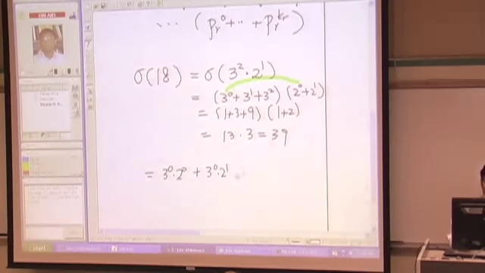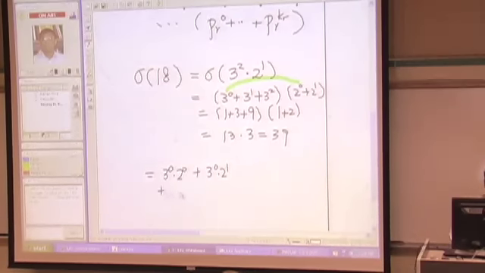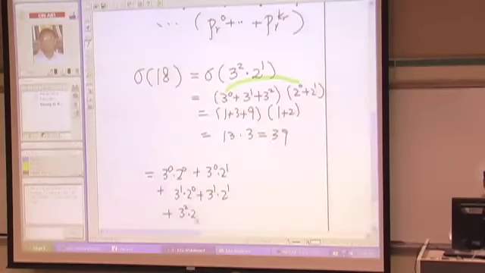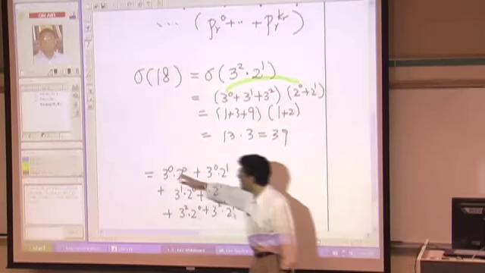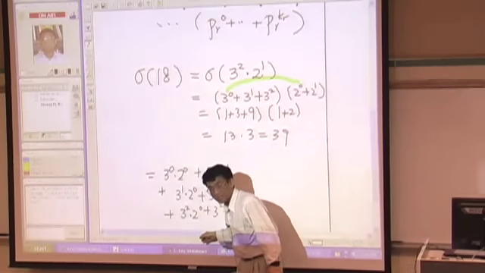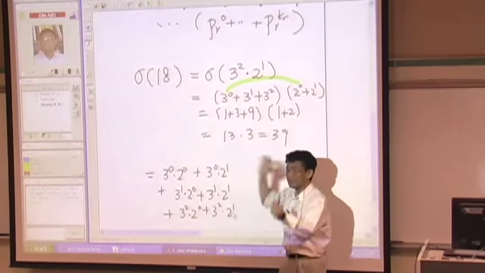And the next gives us 3 to the power of 1, 2 to the power of 0, 3 to the power of 1, 2 to the power of 1, 3 squared, 2 to the power of 0, 3 squared, 2 to the power of 1, right? So instead of multiplying and then adding, we add and then multiply. This is the key idea.